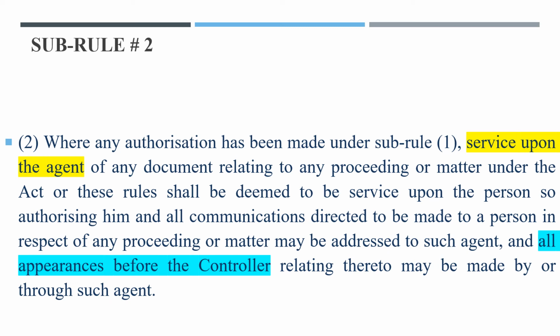So as we have seen, where any authorization has been made under sub rule 1 of this particular rule, then service upon the agent of any document relating to any proceeding or matter under the act or this rule shall be deemed to be service upon the person so authorizing him, and all communications directed to be made to a person in respect of any proceeding or matter may be addressed to such agent. If these situations exist, then the patent agent must be addressed, and all the appearances before the controller relating thereto may be made by or through such an agent. Fine. Actually, the meaning is pretty much clear. I just repeated it so many times to make you understand clearly, nothing else.